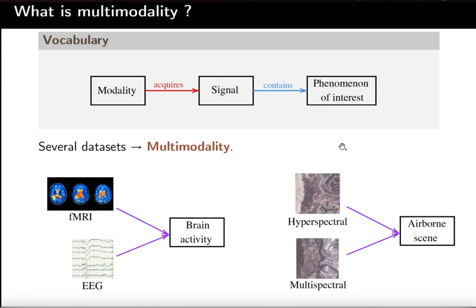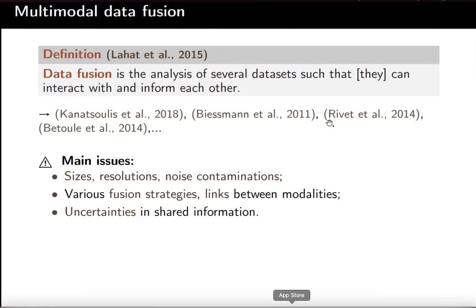But today, my field of interest is remote sensing, in which both hyperspectral and multispectral images are able to characterize the composition of an airborne scene. To exploit the multimodality, the data fusion was defined in the literature as the analysis of several data sets in such a way that they can interact and inform each other.